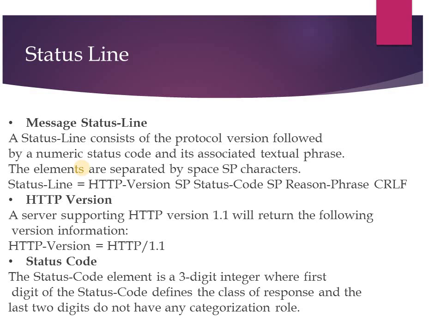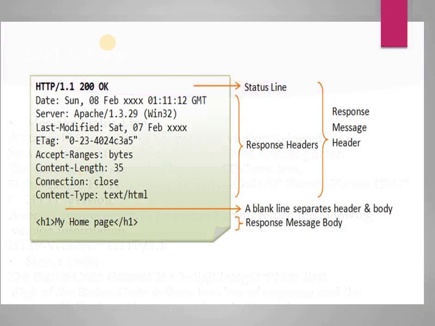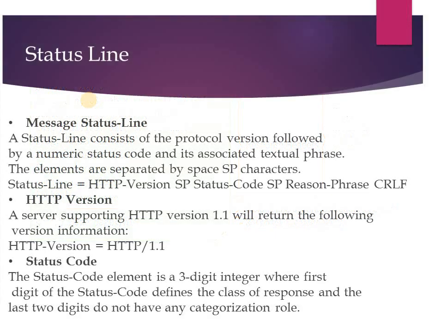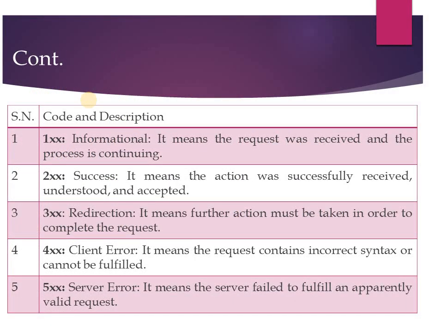The first digit of the status code defines the class of response, and the last two digits do not have any categorization rule. What does it mean? Whatever I have written over here, for example 200, only the first digit has its meaning. These two numbers have no specific meaning. Only the first character is important. So let's see what it means. If your code is like 1xx, that means your first digit is 1 and the remaining two can be anything.